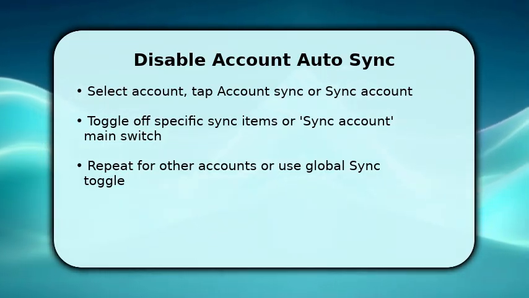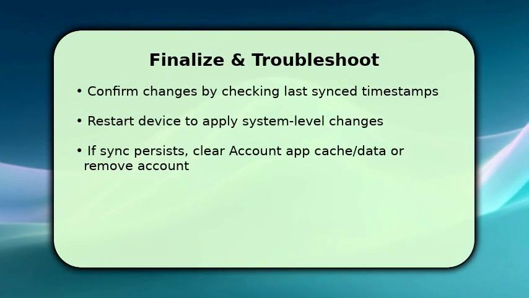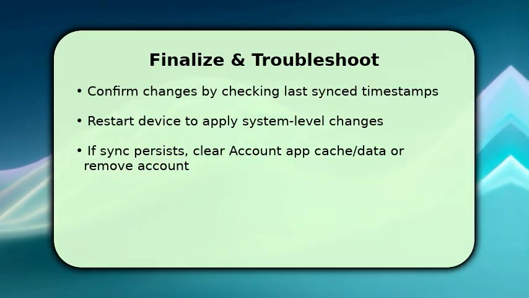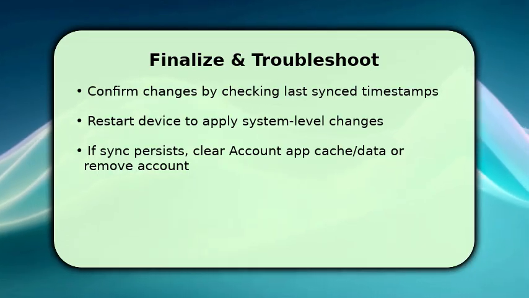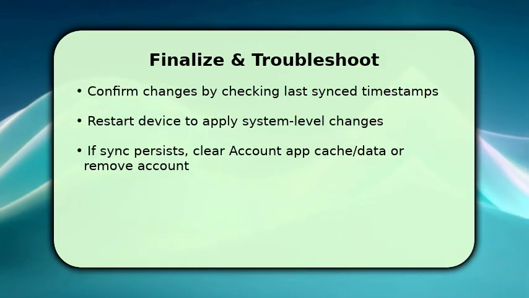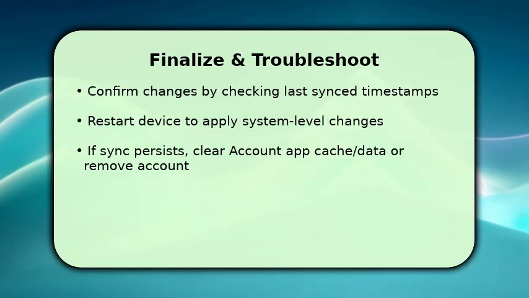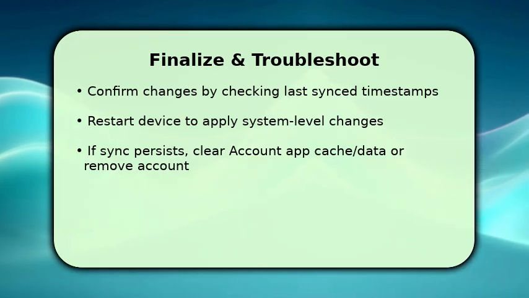To finish, confirm your changes by checking the last synced timestamps under each account. Then restart the device to ensure system services pick up the new settings. If automatic sync still occurs, clear the cache or data for the Google or Account app in App Settings, or temporarily remove and re-add the account to reset sync permissions. One tip: if an app forces sync, disable its background data or uninstall updates before.